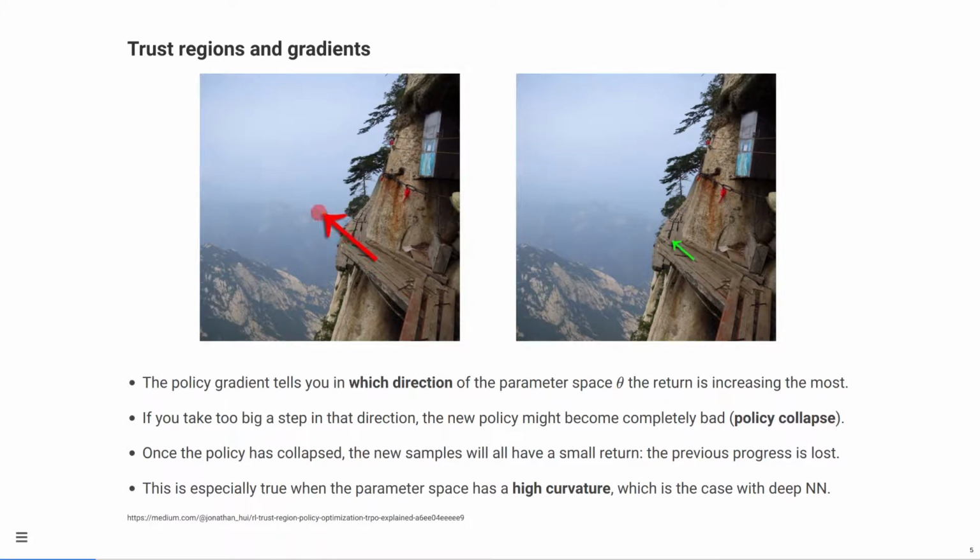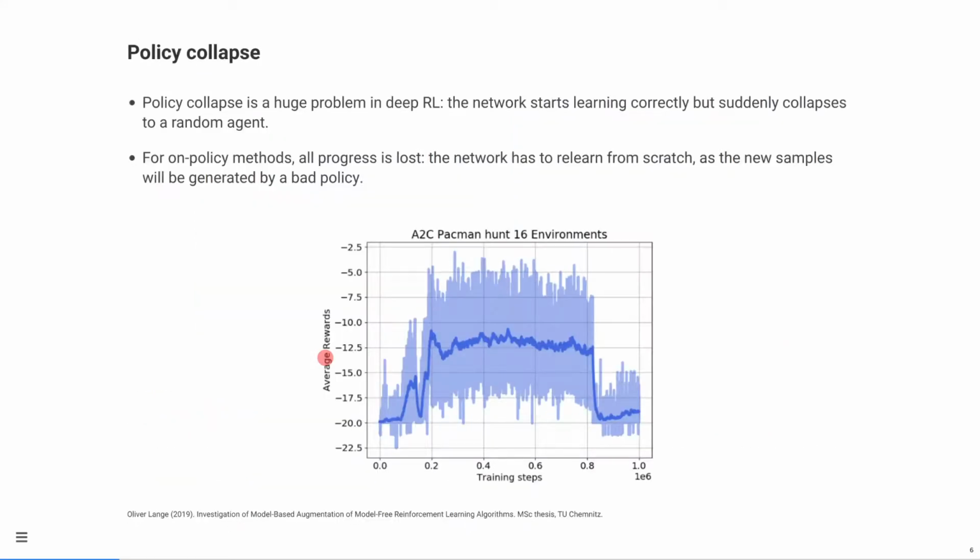Because the problem when you are on policy is that once you reach a region of the parameter space which corresponds to a very bad policy, you cannot recover, because you need to take new samples to change, and these new samples will be made by a bad policy. That's totally policy collapse, which is something that you observe very often in on-policy algorithms, but also off-policy.